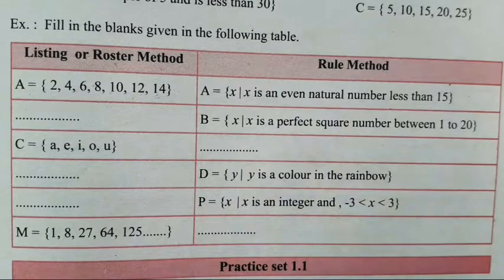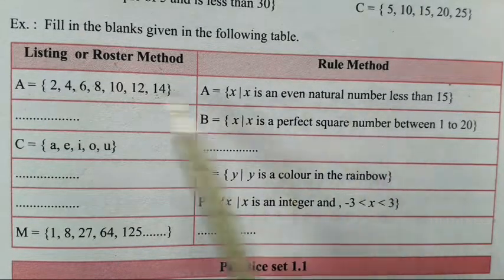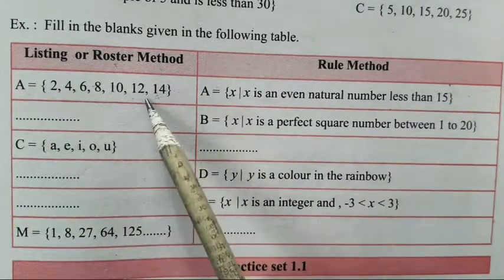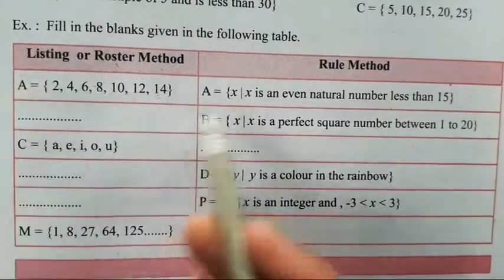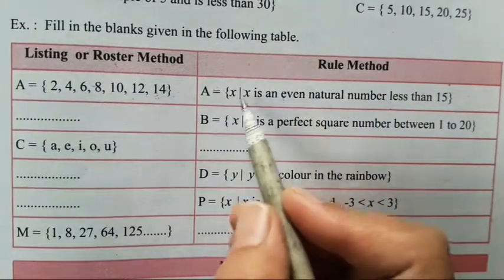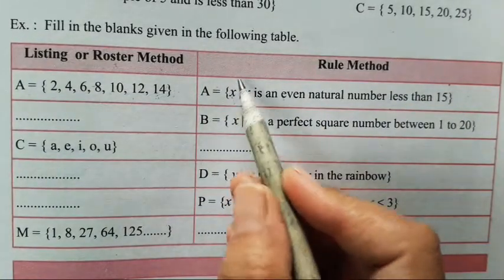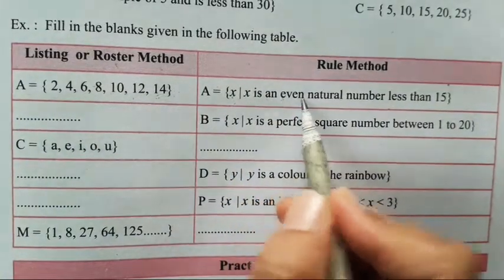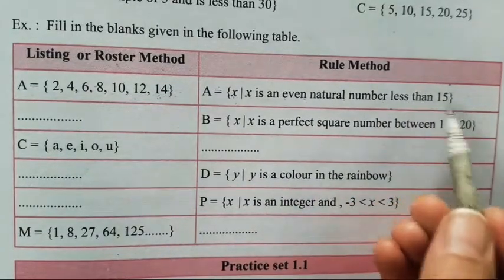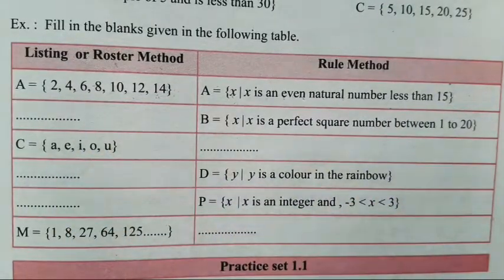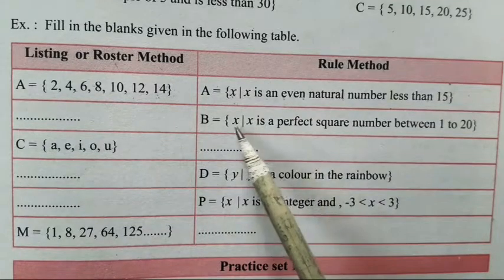Okay, 2's table is even natural numbers, isn't it? So which is less than 15. Even more we can write, but over here they have only given till 14. So how is the rule method going to be? X, vertical line, X is an even natural number less than 15. That's it.